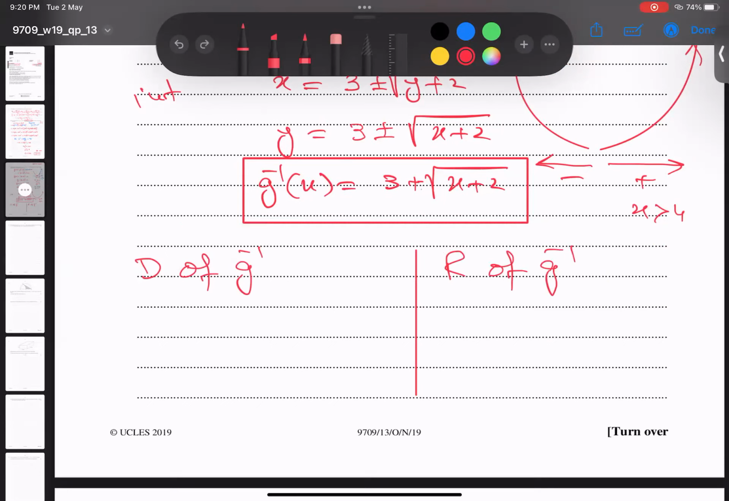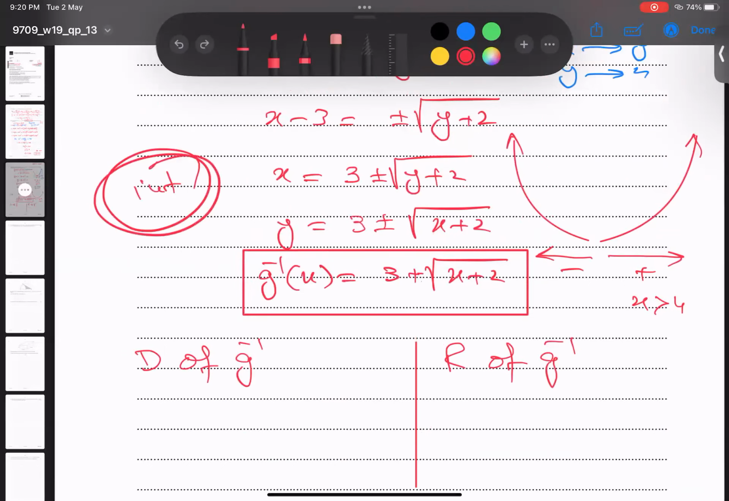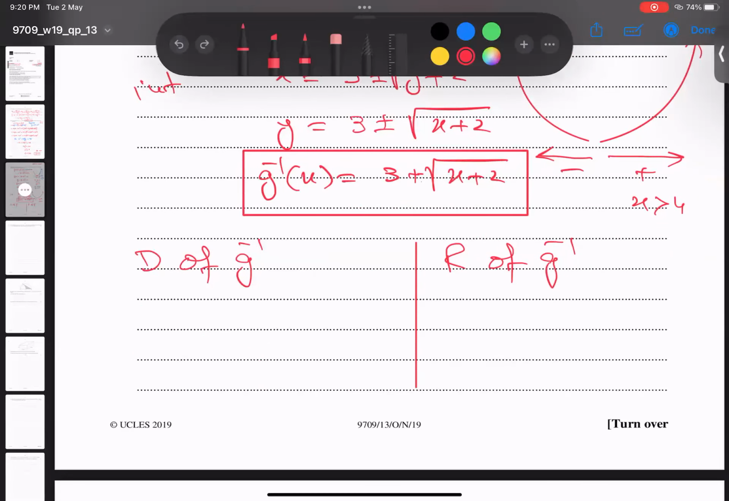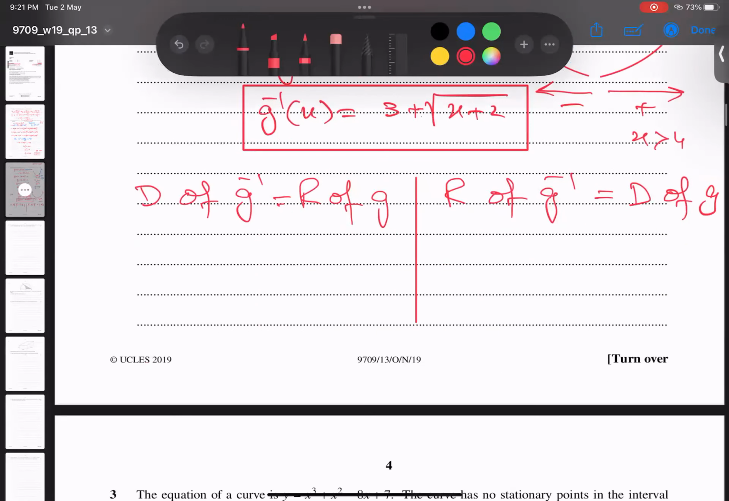For your knowledge, when you interchange, X becomes Y and Y becomes X. So the domain of G inverse will become the range of the function. Repeat: the range of the function will become the domain of the inverse function. And the range of the inverse function is equal to the domain of the function. I think this idea is clear. I just give more clarity because this part is important here.